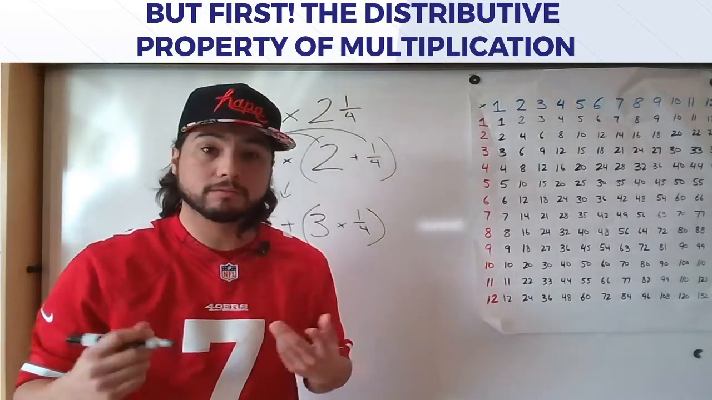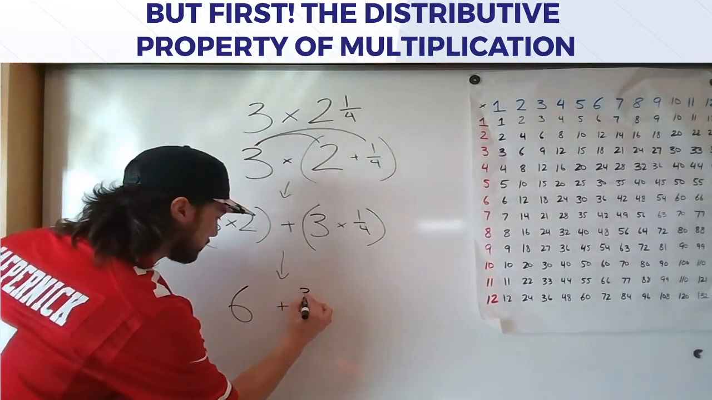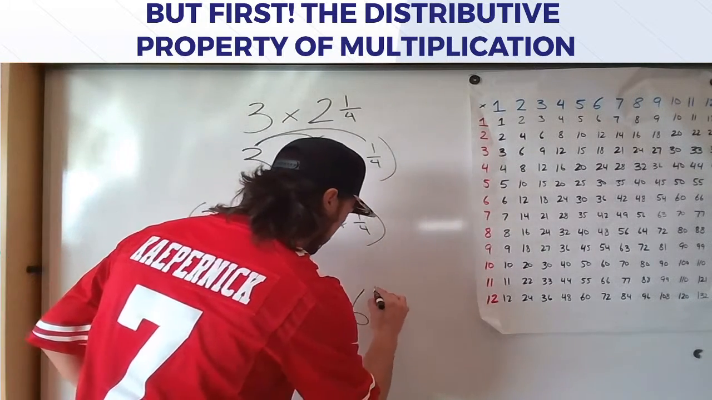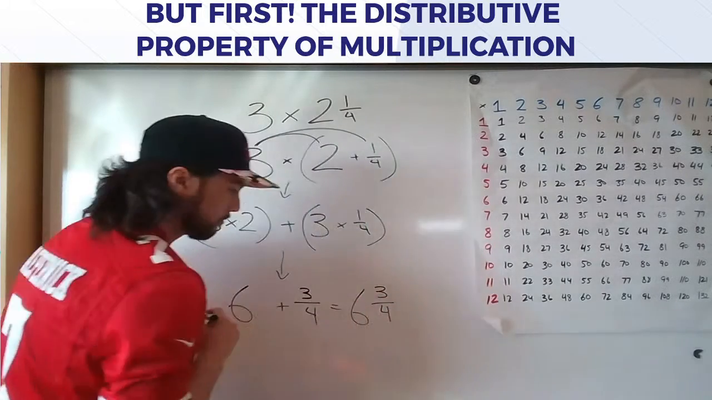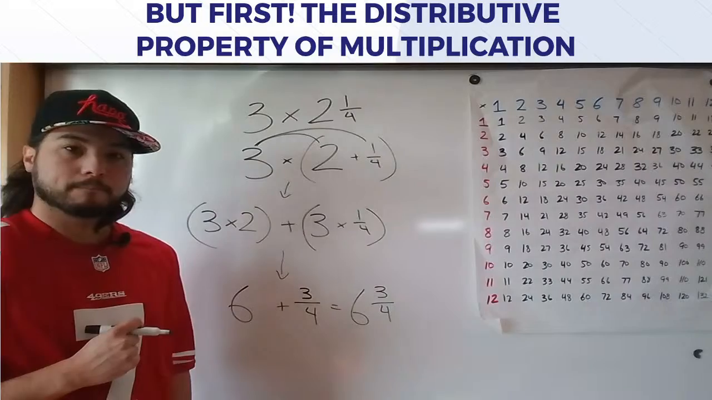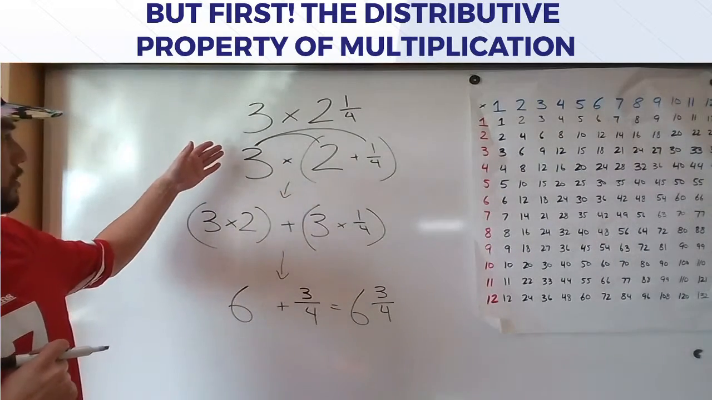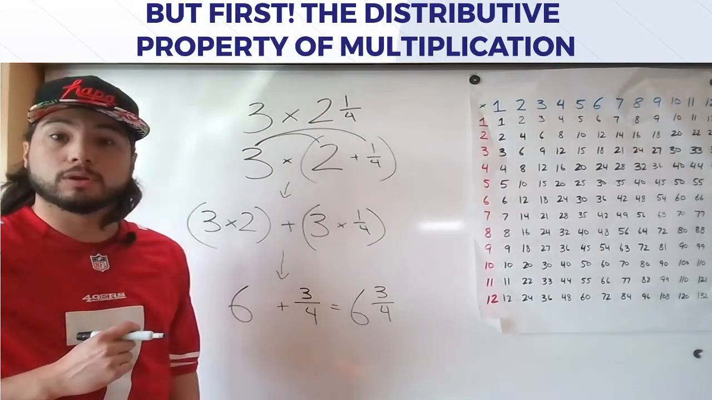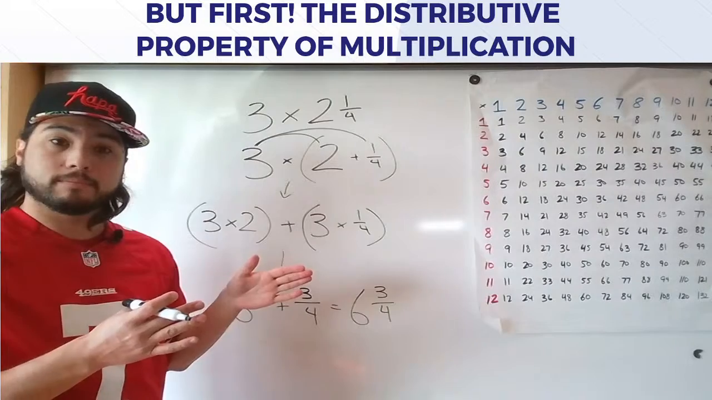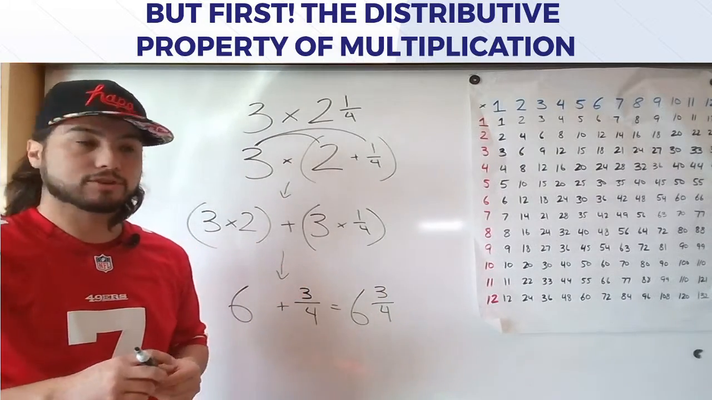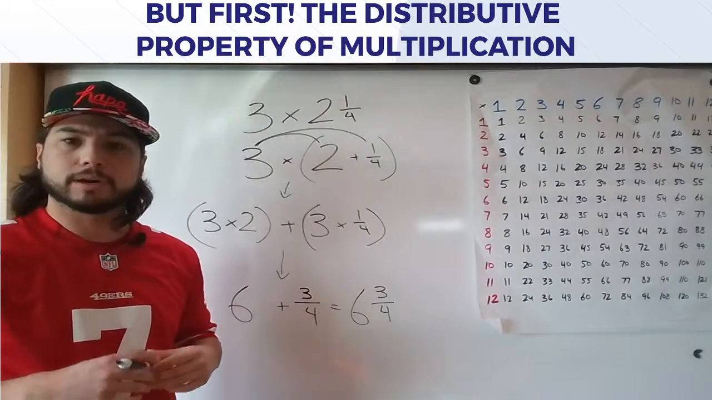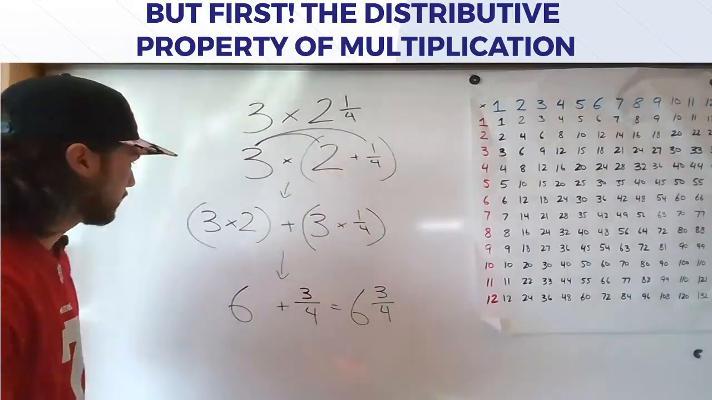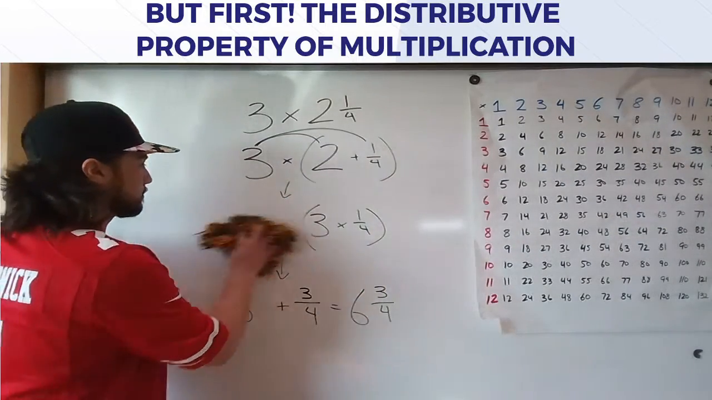How many fourths do we have? We have 3 of them. So 6 plus 3/4 equals 6 3/4. Okay, so by using this distributive property and thinking about breaking our mixed number up, we multiply our first factor here by the whole number, then multiply it by the fraction, and add those two partial products together. In an area model, it would look something like this.